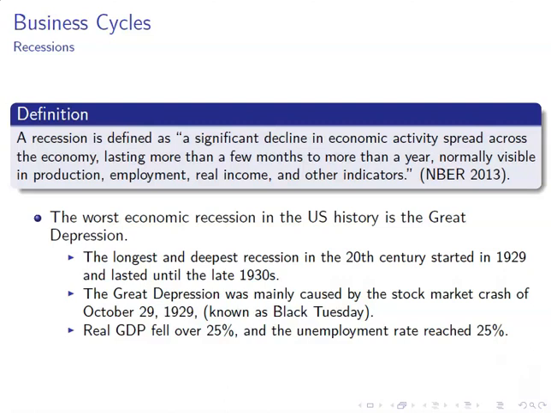The Great Depression was mainly caused by the stock market crash of October 29, 1929, known as Black Tuesday, because of the bursting of the stock market bubble as a negative AD shock. The stock price plummeted and thus households lost a lot of income and firms lost a lot of profit. Therefore, they reduced consumption and investment significantly. As a result, real GDP fell over 25% and the unemployment rate reached 25% as well.